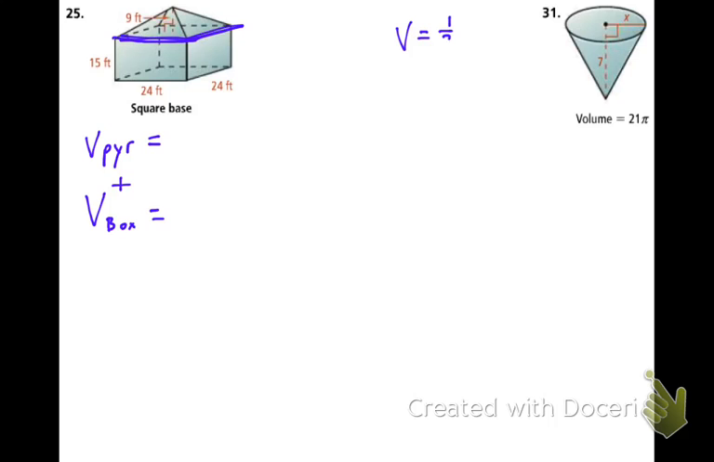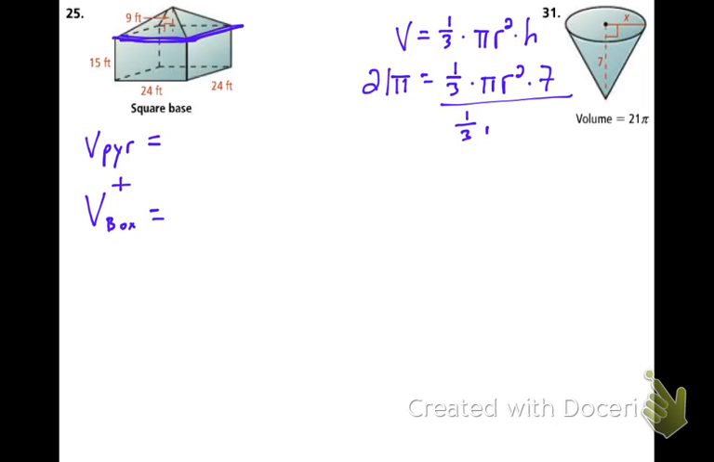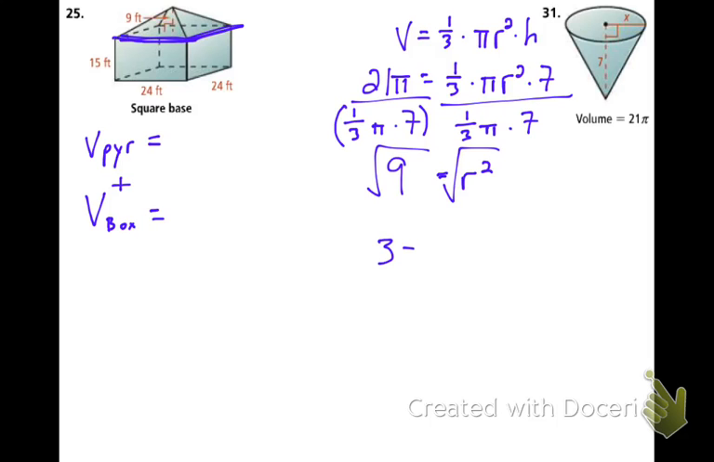Over here then, again, I want to find out what my radius is, so I can go volume is equal to 1/3 times pi r squared times h. Plug in everything I know, so 21 pi is equal to 1/3 times pi r squared times my height, which is 7. I want to get my r squared by itself, so I can divide both sides by 1/3 pi times 7, and that'll get me my r squared. Again, make sure that there are parentheses around my bottom, and so when I do this I should get 9, and when I take the square root of both sides I get my radius to equal 3.